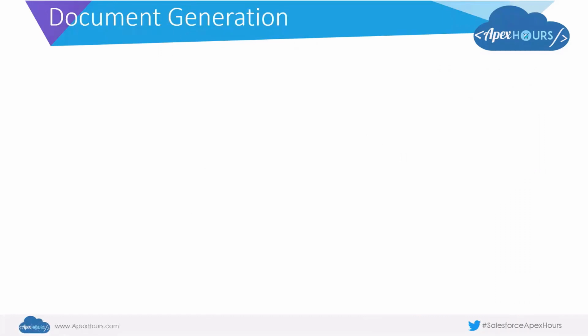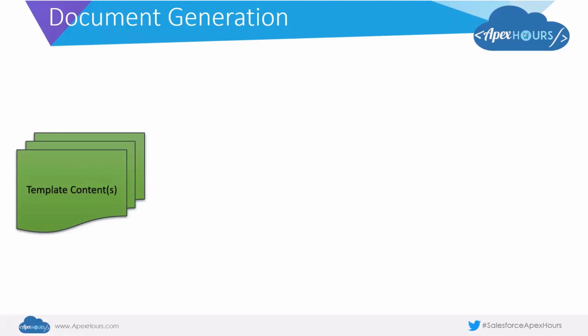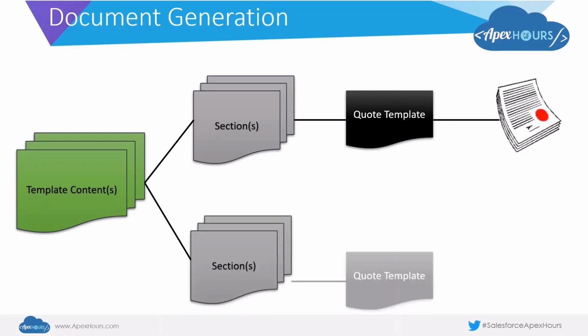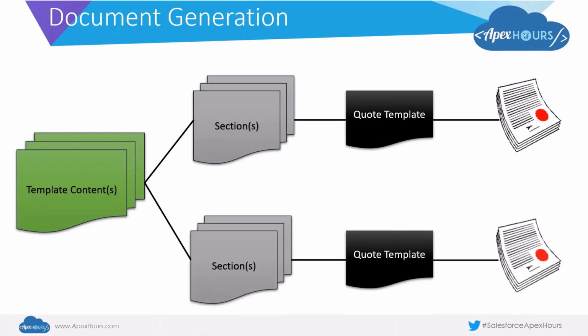So to summarize how document generation works, we start by defining the individual template contents, and we use the sections to link the piece of template content we define to the code template itself. And the same template content can be used in multiple code templates in a similar fashion by using sections to link the content to the code template, and finally in generating the code document.